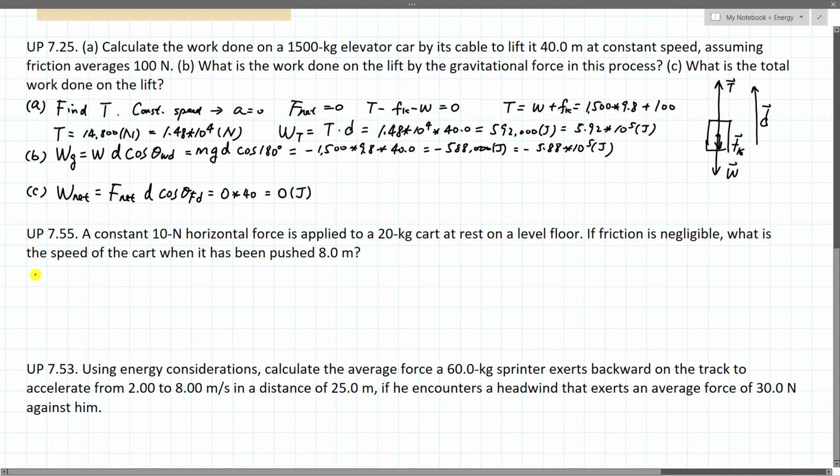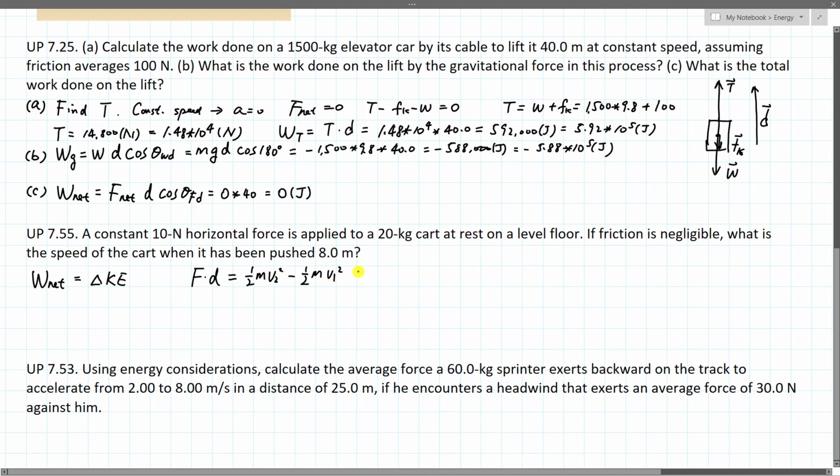So let's do this. We use the work kinetic energy theorem. So work is increase of kinetic energy. And on the left side, the work done is just by one force. So this force times displacement. The angle is 0 degrees. So force times displacement is work. And increase of kinetic energy is 1/2 mv2 squared minus 1/2 mv1 squared.